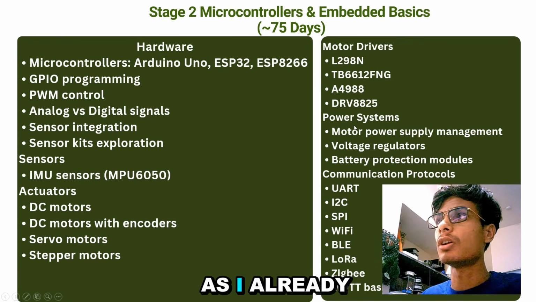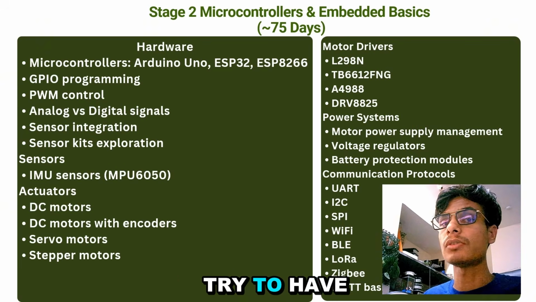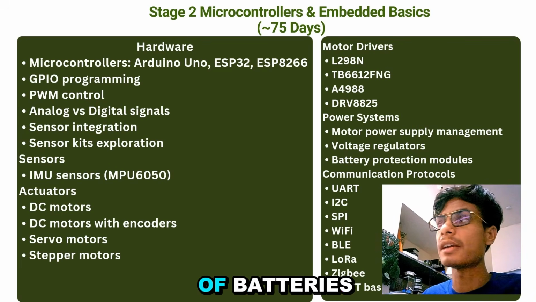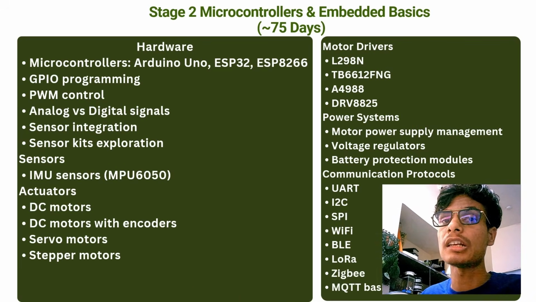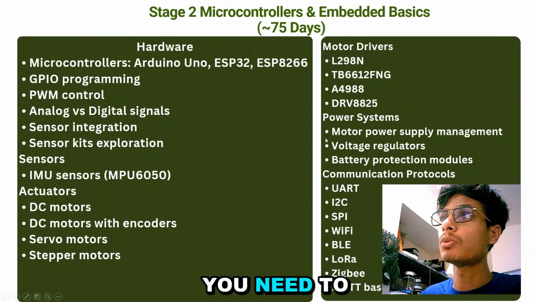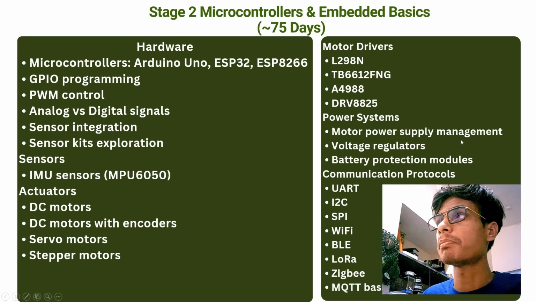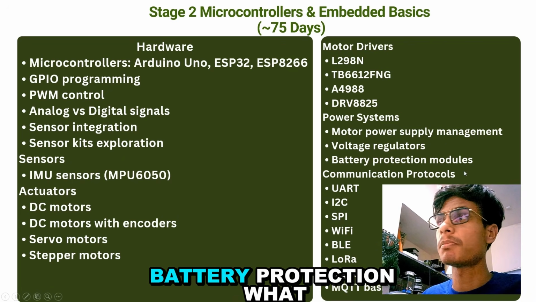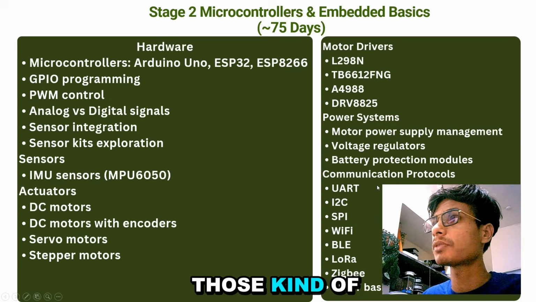Next is the power system. As I already told you, try to understand batteries, different kinds of batteries, and different parameters related to a particular battery. Here in the power system, you need to work with motor power supply management, voltage regulators, and battery protection modules like BMS and all those kinds of things.